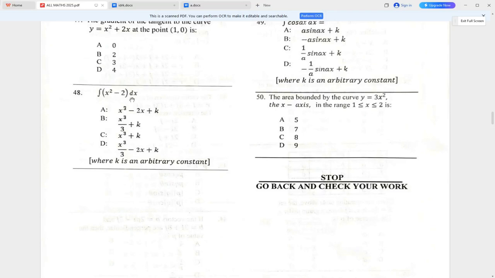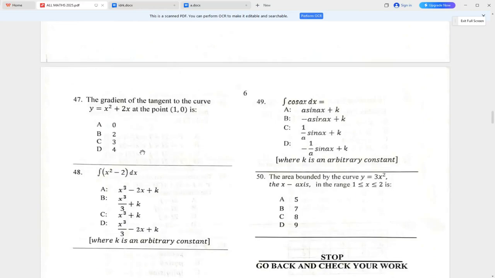Question 48, the integral of x squared minus 2 dx is equal to, integrating x squared, we have x all over the power plus 1, so we increase the power by 1, so this is going to be equal to x cubed on 3 minus, integrating a constant gives the constant times x, so that's x cubed on 3 minus 2x plus of course the unknown k, which is D for question 48.